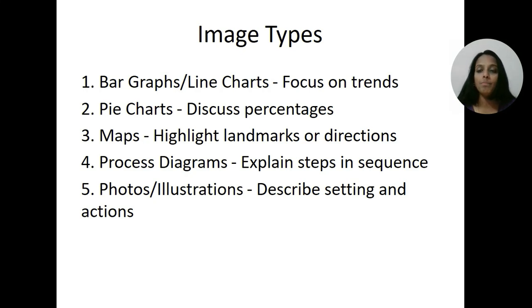And the next one is maps. When we are talking about maps, it always emphasizes landmarks, directions, or changes over time. First you have to start by mentioning the map's purpose, and then you can describe the key locations and their positions. You can use words like located in the north, situated beside, or to the west. Use the positional words more when you're talking about a map image.